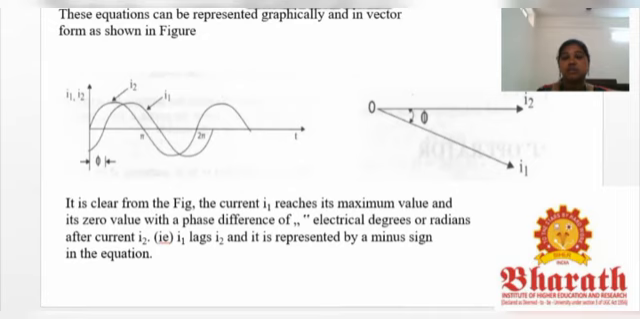So see here the waveform representation, our graphical representation. I2 is our reference current. The I2 current starts at 0, reaches its maximum value, completes its positive half cycle at pi, and again goes to the negative half cycle, completing the negative half cycle at 2 pi.